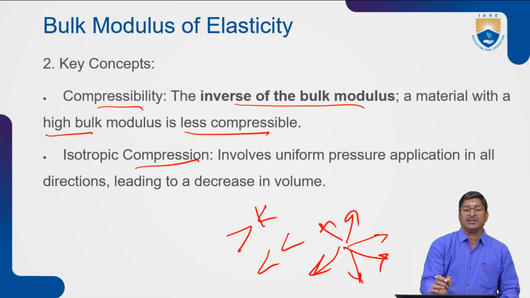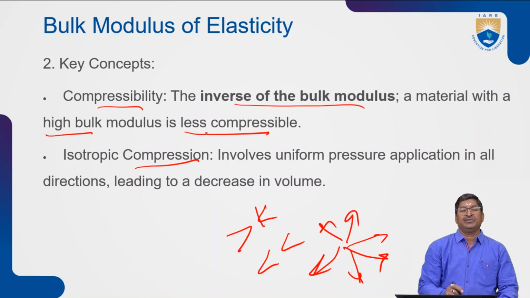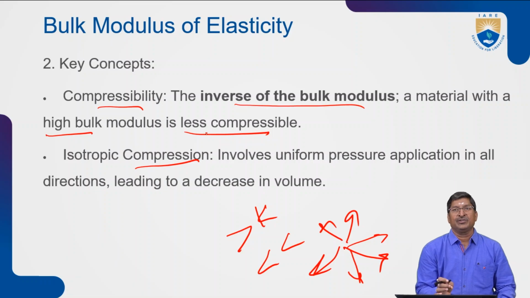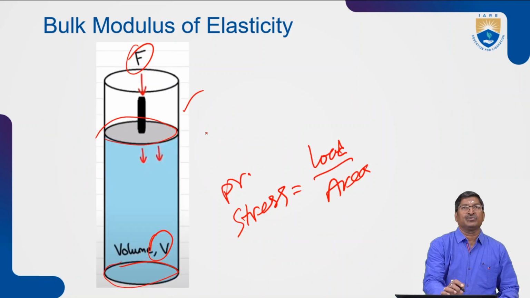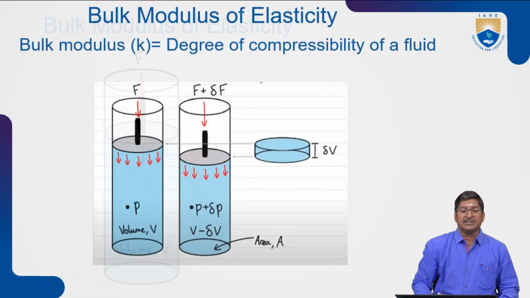And the key concept is that compressibility is the inverse of the bulk modulus. That means a higher bulk modulus gives less compressibility, meaning it is incompressible. And if you see stress, it is nothing but the load upon area. So whenever you apply a load on a volume V of the liquid, you can see this here.